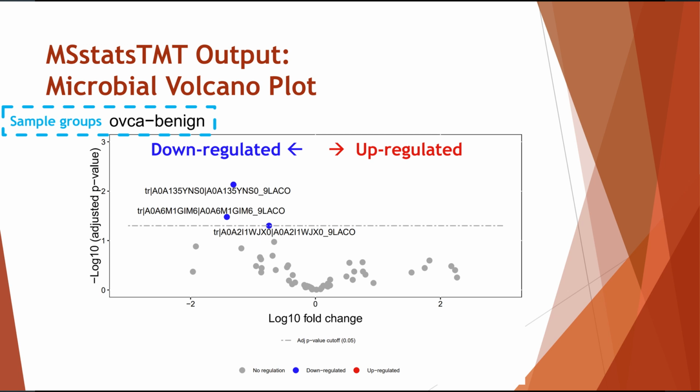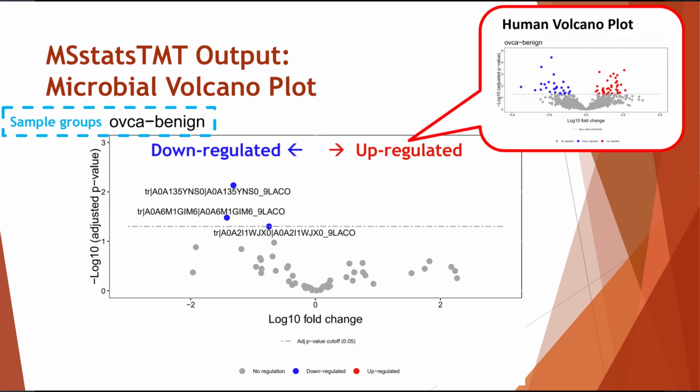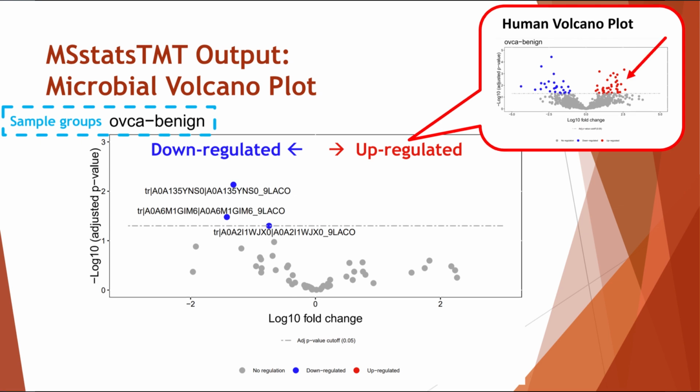In our example plot here, comparing ovarian cancer and benign cases, we can see 3 statistically significant data points. They are blue, which means that these proteins are downregulated in ovarian cancer cases compared to benign cases. This plot does not have any red or upregulated proteins, but we can quickly see some examples in the human volcano plot. These red data points represent human proteins that are upregulated in ovarian cancer cases compared to benign ones.